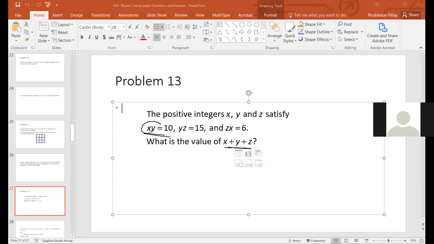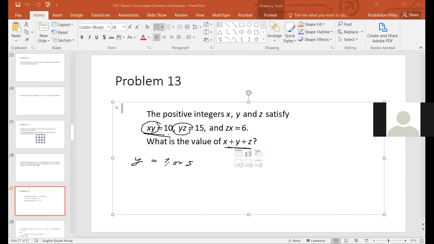Look at this. If I take these two, you will see that y is a factor of 10 and it's also a factor of 15. Now which number or numbers is a factor of 10 as well as 15? Tell me. 1 and 5. 1 or 5, that is correct. So y is going to be one of these values.